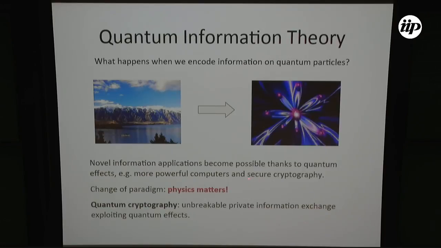Among all these applications, I'm going to focus more on cryptography. So we have quantum cryptography, and often you see sentences like this one. I was even writing this sentence in papers in the past, and now I try to avoid these sorts of claims. But people claim that you have unbreakable information exchange when using quantum physics.